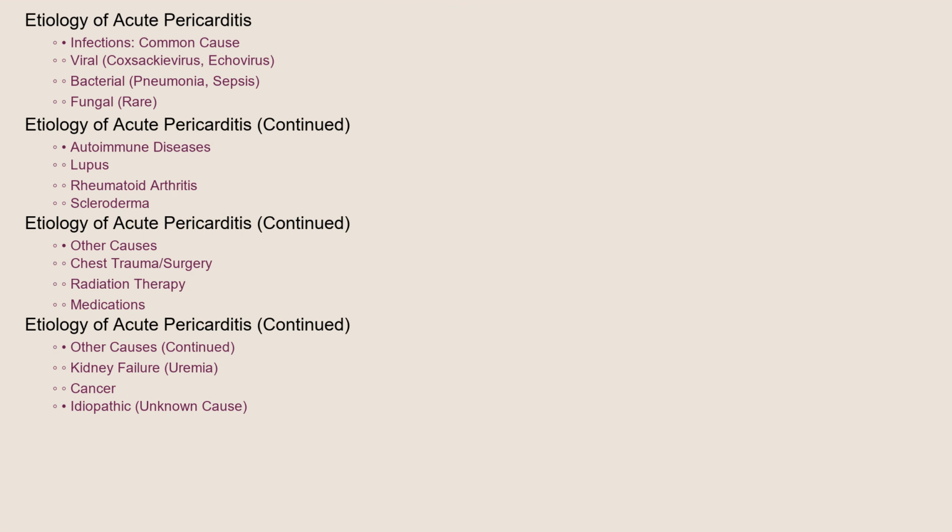So, what exactly causes acute pericarditis? The etiology is quite varied. Viral infections are the most common culprit, with viruses like Coxsackie virus and echovirus leading the charge. Bacterial infections, though less frequent, can also trigger pericarditis, especially in cases of pneumonia or sepsis. Fungal infections are rarer but possible.